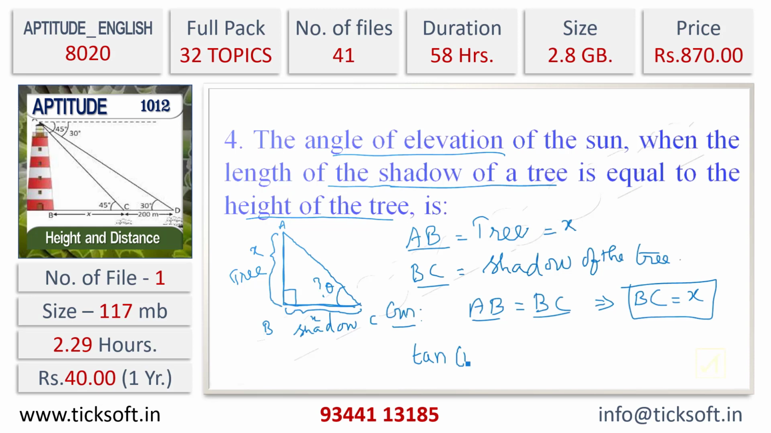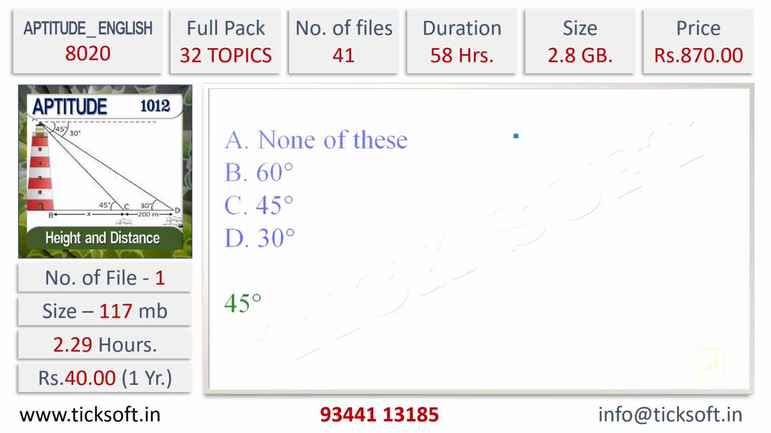Now we have to find out this angle, so let us take this to be the angle theta. Now in this triangle, what will be the value of tan theta? Here the opposite side is AB and the adjacent side is BC. So we have tan theta equal to AB by BC. We know that the length of AB is x and the length of BC is also x, hence we get x by x, which is equal to 1. So this means we get tan theta equal to 1.